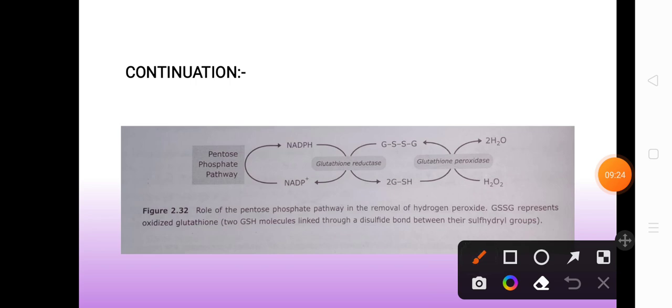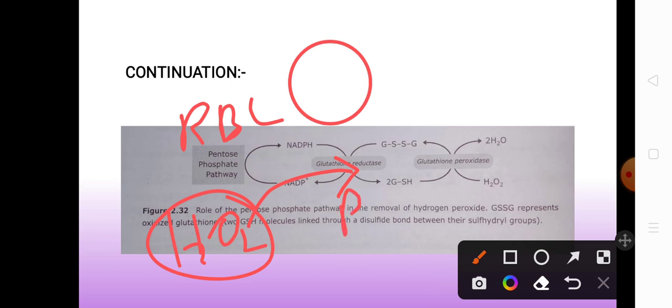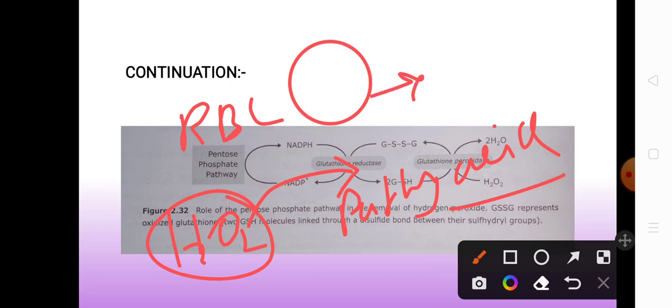What I have told you is that in RBC, let's consider that this circle is RBC. So RBC's membrane integrity is maintained by a plentiful supply of this thing, that is reduced glutathione. If reduced glutathione is not present, then H2O2 produced in various oxidative processes is going to react with the fatty acid residues present in the membrane of RBC and produce organic hydroperoxides. That will ultimately facilitate premature cell lysis and hemolytic anemia, which is not a good thing.